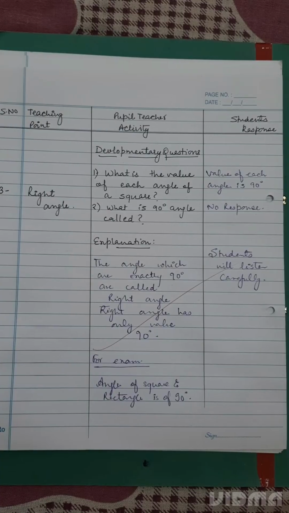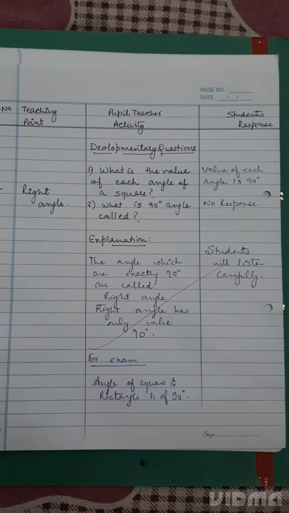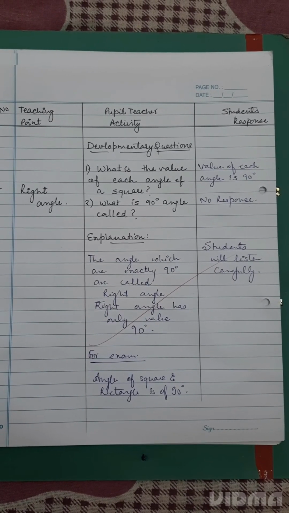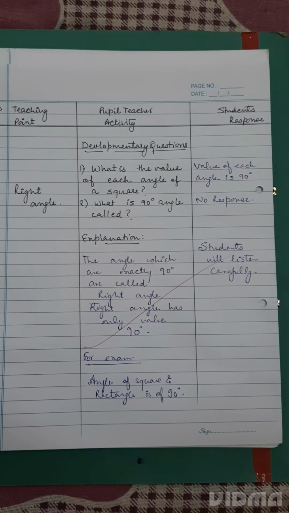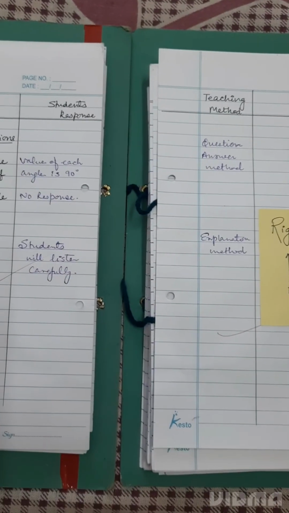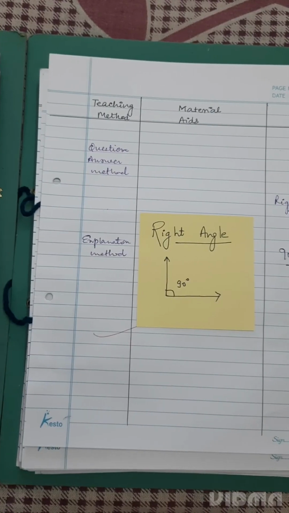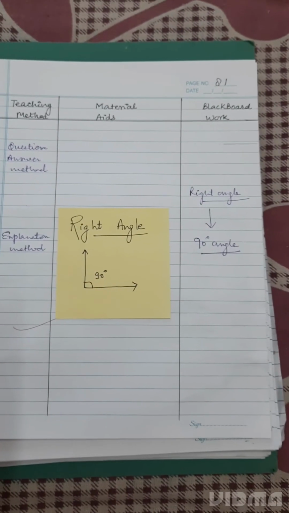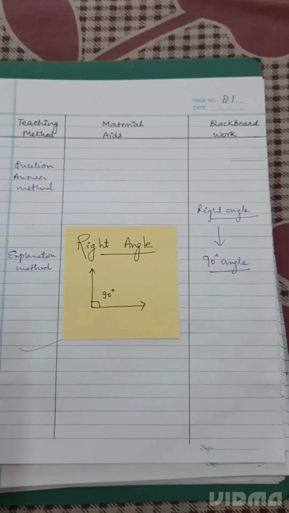Then you will explain, the angles which are exactly 90 degree are called right angles. The right angle has only the value 90 degree. For example, the angle of a square and rectangle is of 90 degree. And students here will listen carefully. In teaching method, first the developmental question is of type question answer method, and the explanation is of explanation method. Material aid, you have to make it on a chart paper, and this blackboard work you have to write on the blackboard.